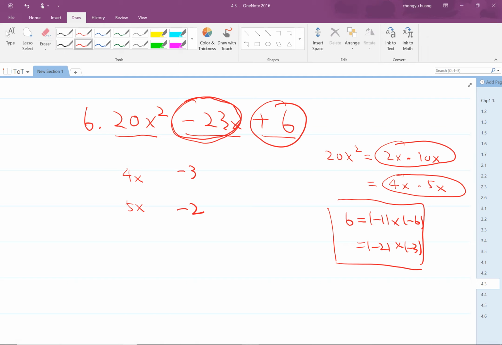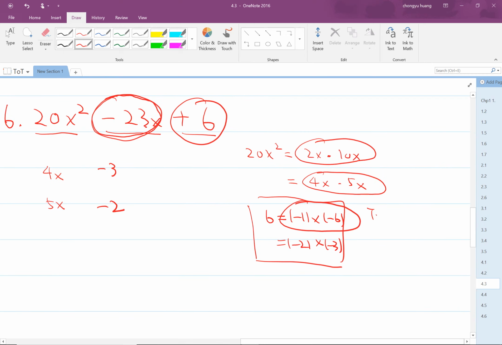And you may ask, why is it not negative 1 and negative 6? It is not negative 1 and negative 6 because, okay, you can also try this one. Try this by yourself, okay? Try this by yourself.